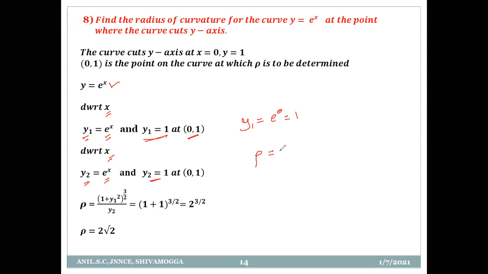Therefore, rho is given by 1 plus y1 square, and y1 square is 1, whole power 3 by 2, divided by y2, and y2 is 1. 1 plus 1 is 2, 2 cube is 8. 8 power 1 by 2 means the square root of 8. The square root of 8 is 2 root 2. Or you just write it like this, 2 power 3 by 2. In either way you can write. You either write 2 power 3 by 2 or you write 2 into square root of 2.